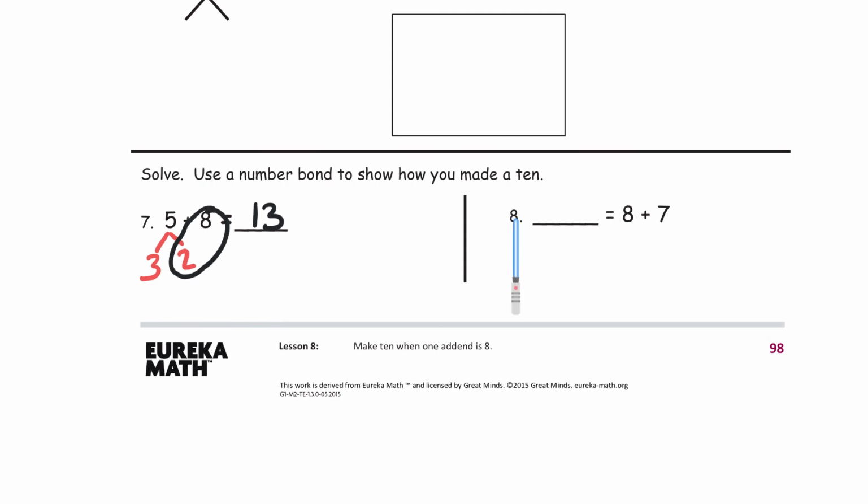You're going to do the same thing over here on number 8 on your own. So you're going to take that 7, you're going to take 2 out of it, add it to the 8 to make 10, and whatever you have left, you're going to add that up to the 10, and your answer will go right there.